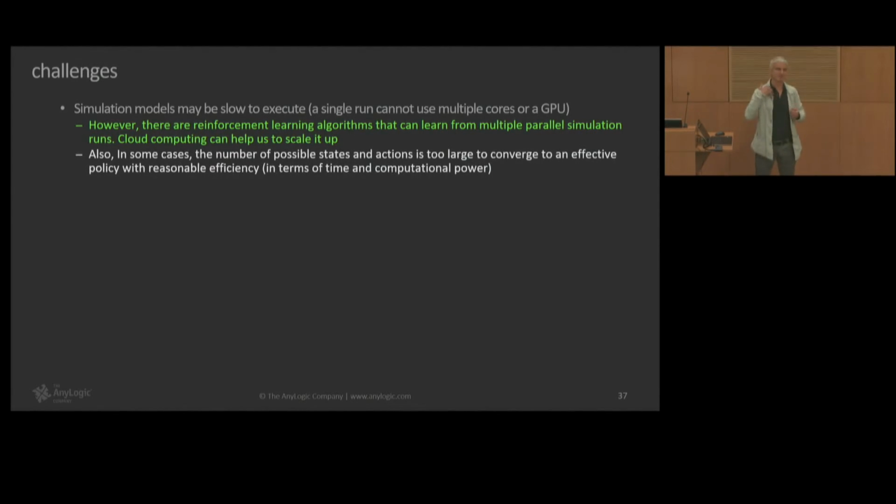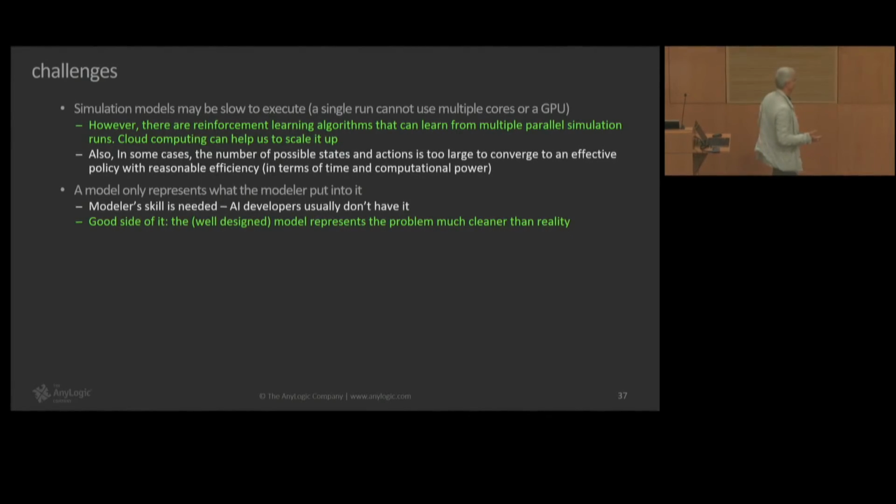Of course, the performance of simulation depends on the level of detail, on the level of abstraction that you use, but still. Now, the good thing is that there are technologies of parallel learning, right? So the same neural network can learn in parallel from multiple simulations being executed. And the cloud technologies obviously help to scale that up, right? So that problem exists, but there are ways to improve that.